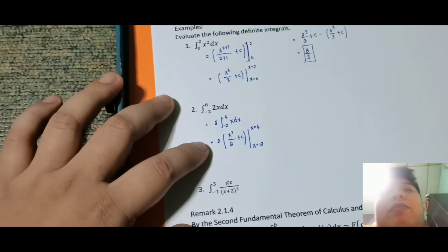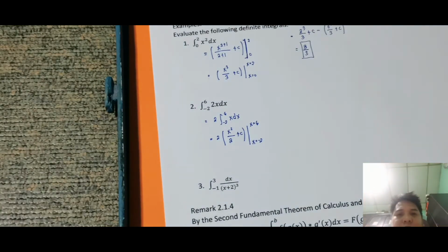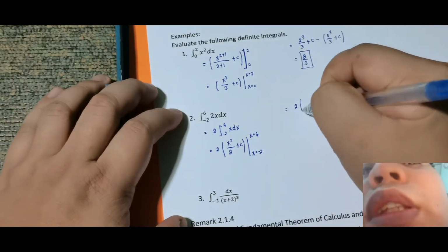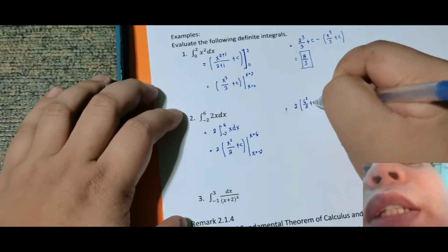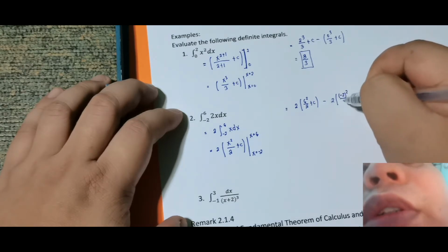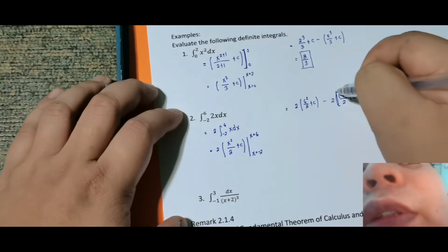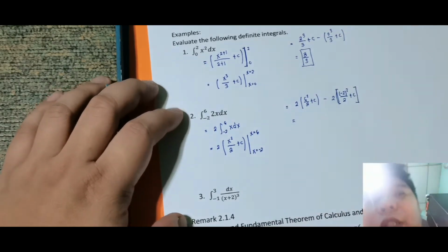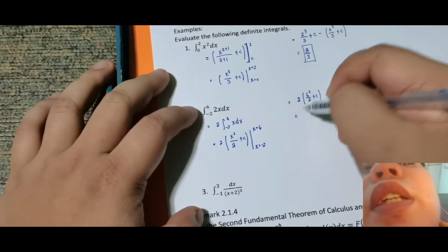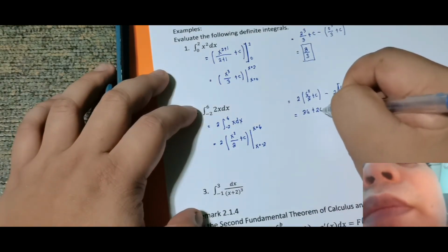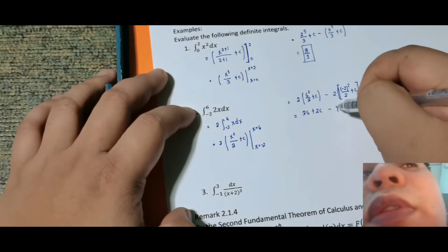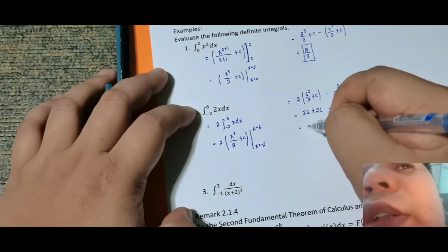Okay, then apply natin yung boundary dyan. So apply natin yung boundary na 6 doon. So this is just equal sa 2 multiplied by 6 squared over 2 plus c, okay, minus 2 multiplied by negative 2 squared over 2 plus c. And obvious, this is just equal sa 36 over 2 is 18. 18 times 2 is 36. So this is 36 plus 2c minus, this is 4 over 2 is 2. 2 times 2 is 4. So that is negative 4 minus 2c. So therefore, this is just equal sa 32.